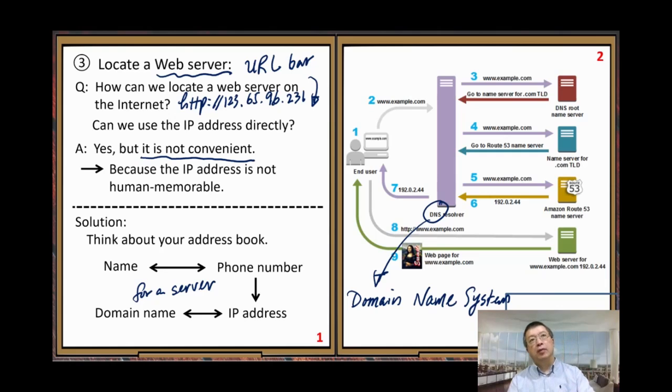DNS servers, domain name system. The whole structure is well organized. It organizes the domain names corresponding to all the IP addresses for the servers. So let us understand that structure in our next slide.